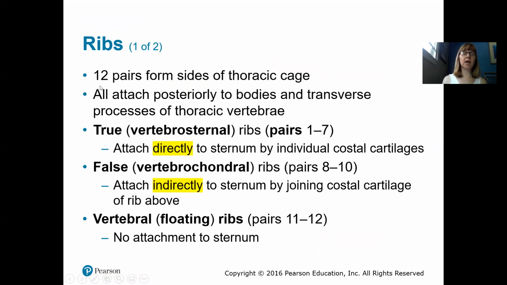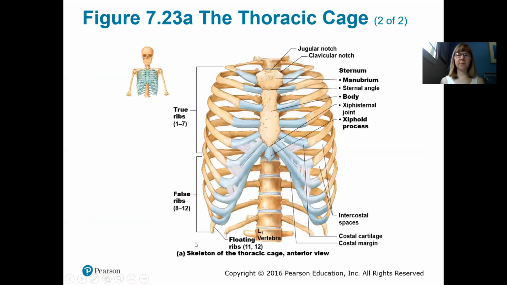Now the ribs, you've got 12 pairs. The true ribs attach directly to the sternum via the costal cartilage, whereas the false ribs attach indirectly via the costal cartilage. And then the floating ribs have no direct attachment, they're just kind of floating. I have a picture here. Notice you've got these first 7, and the costal cartilage goes directly, attaches straight, in a direct line to the sternum.